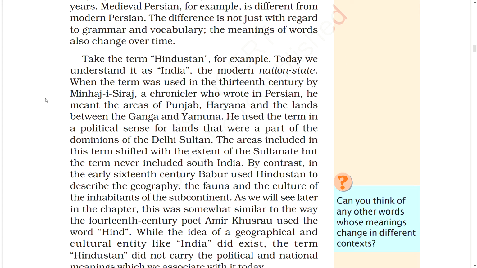Take the term Hindustan, for example. Today we understand it as India, the modern nation state. When the term was used in the 13th century by Minhaj-i-Siraj, a chronicler who wrote in Persian, he meant the areas of Punjab, Haryana, and the lands between the Ganga and Jamuna. He used the term in a political sense for lands that were a part of the dominions of the Delhi Sultan. The areas included in this term shifted with the extent of the Sultanate, but the term never included South India.